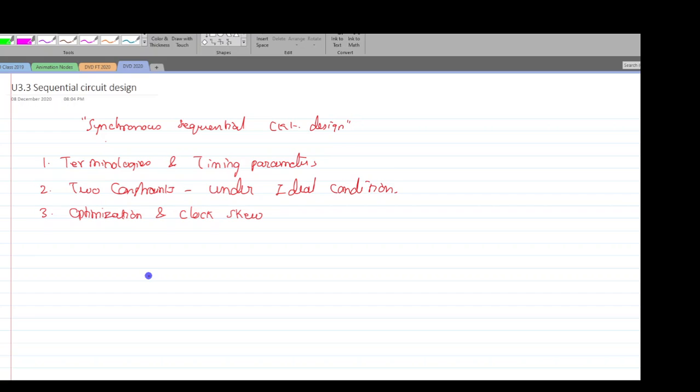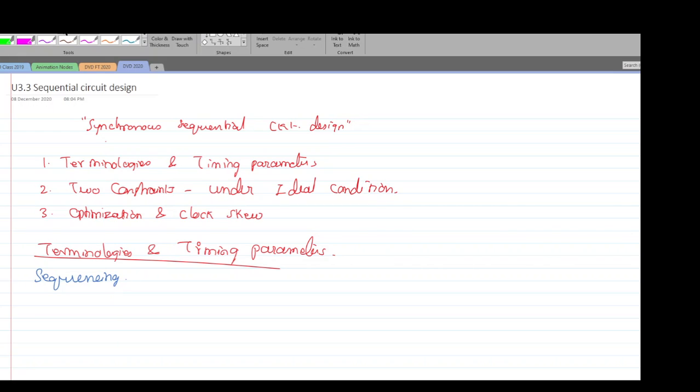Without further ado, let us focus on the first part, which is basically the terminologies and the timing parameters. And let me just write this again. This video basically focuses only on this first part. Yeah. So the first terminology that we will try to understand is what is known as sequencing.